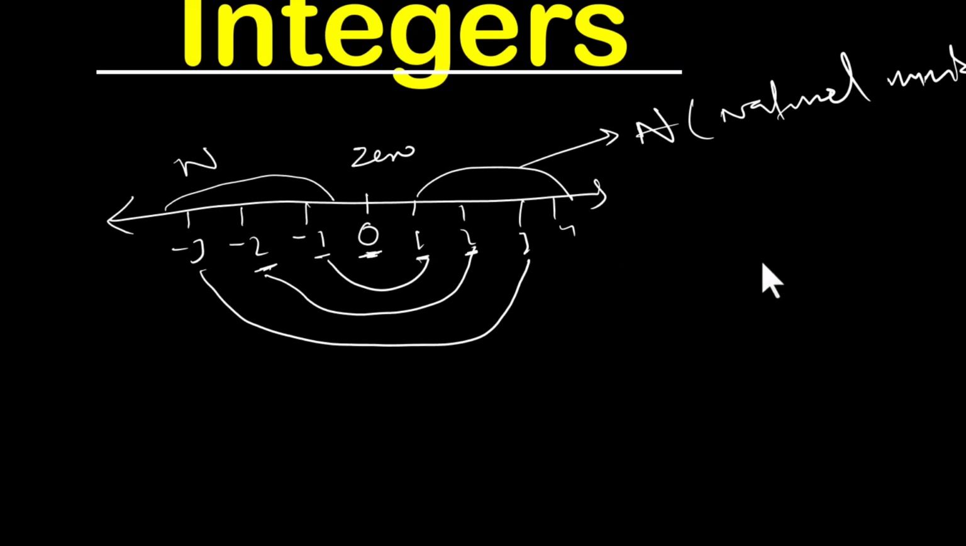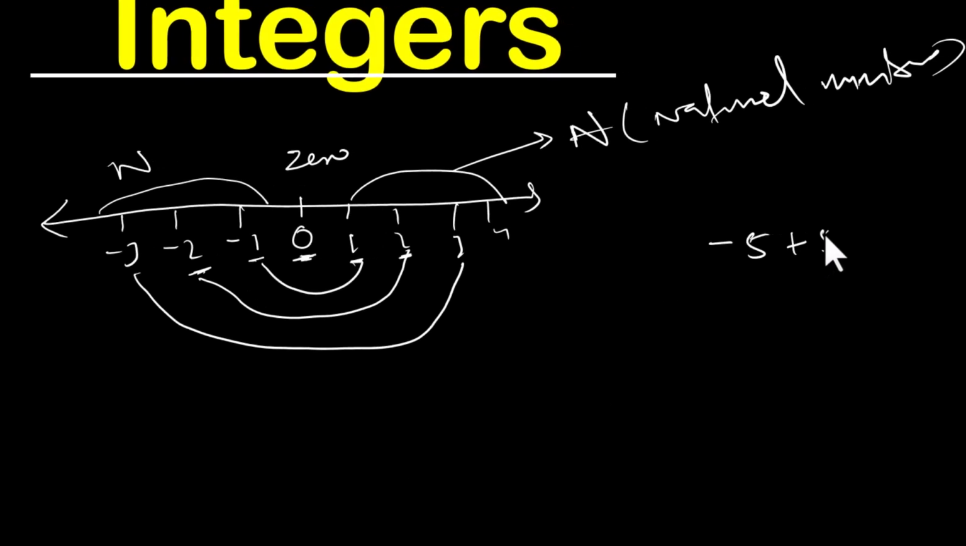With this, if you're asked to add, let's say, 5 and -5, you get 0. -4 and 4, you get 0. So integers are simply the positive and negative numbers including 0.